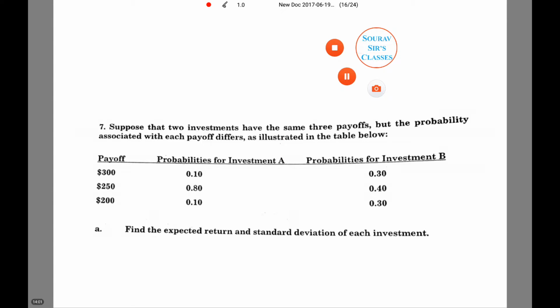Moving on to the next question. Suppose that two investments have the same three payoffs, but the probability associated with each payoff differs, as illustrated in the table given below. Now we have to find the expected return and the standard deviation of each investment.